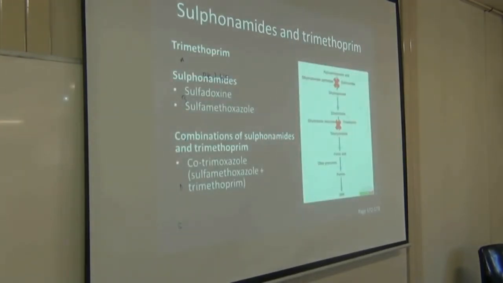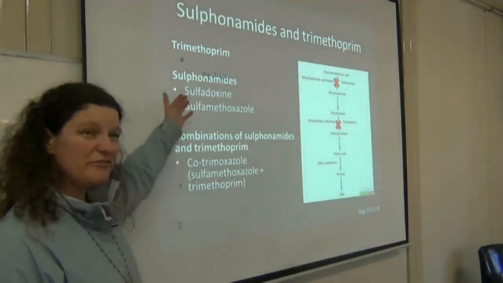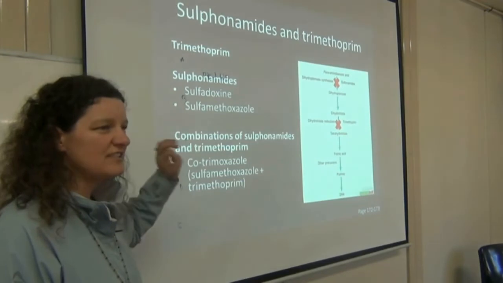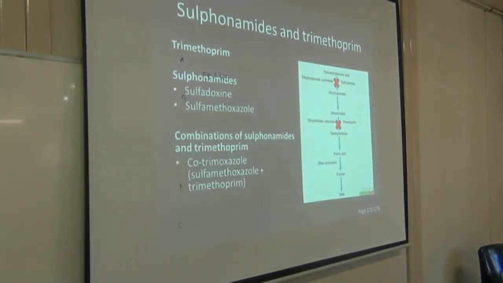So sulfonamides and trimethoprim are old antibiotics. Sulfonamides were the first antibiotics ever used. Obviously they are broad spectrum. They're not used often anymore because they're quite toxic and people tend to have big hypersensitivity reactions towards them.